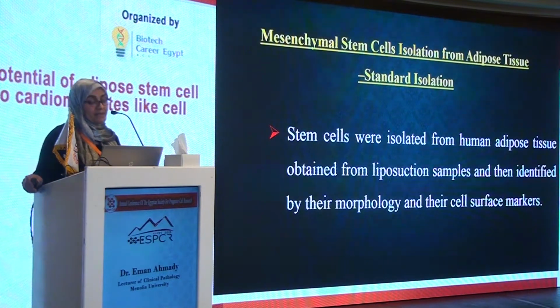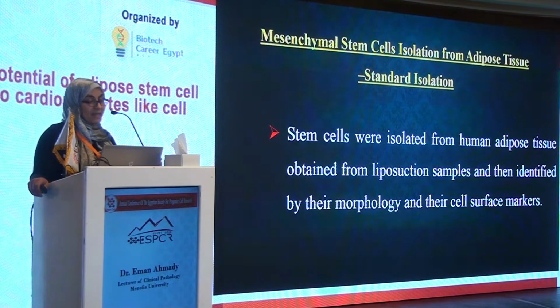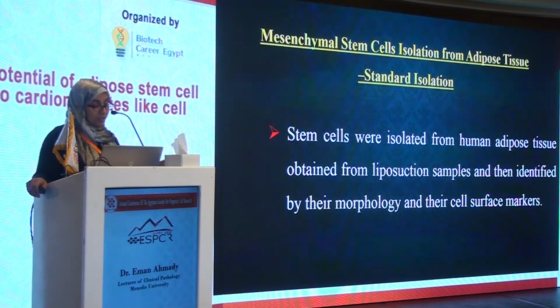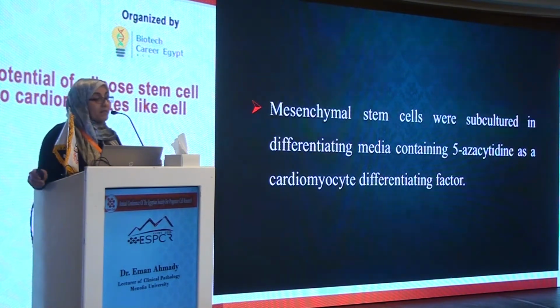The subjects and methods. The mesenchymal stem cell isolation from the adipose tissue. Stem cells were isolated from human adipose tissue, obtained from liposuction samples, and then they were identified by their morphology and their surface markers. The mesenchymal stem cells were subcultured in differentiating media, which contained 5-azacitidine as a cardiomyocyte differentiation factor.